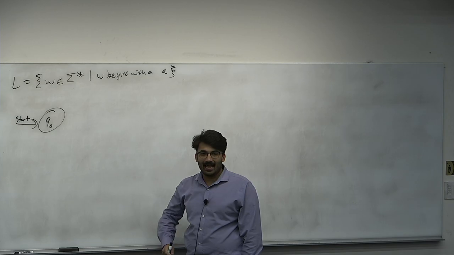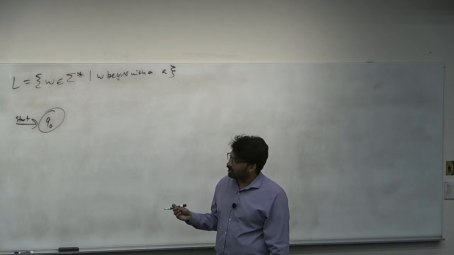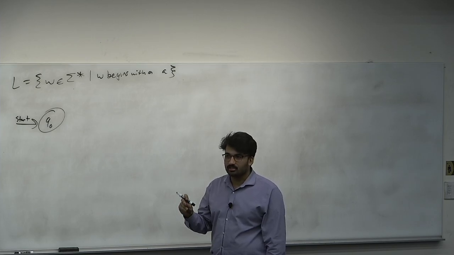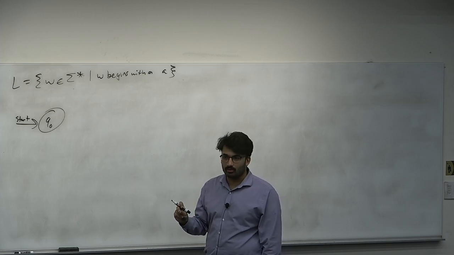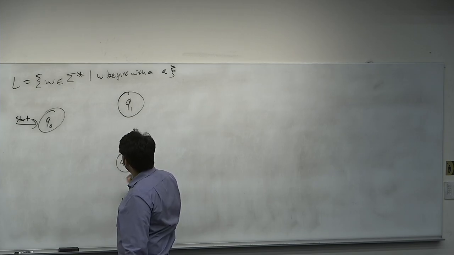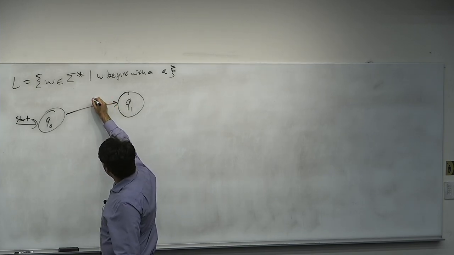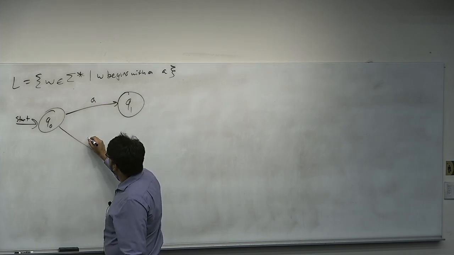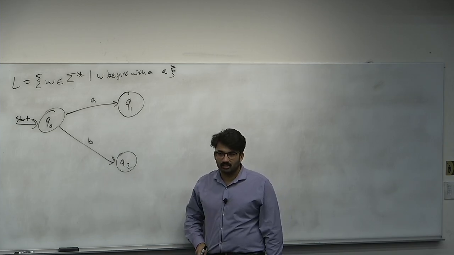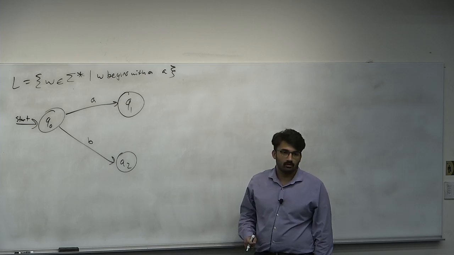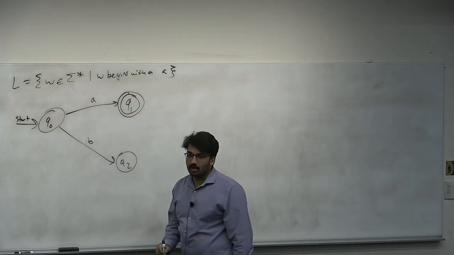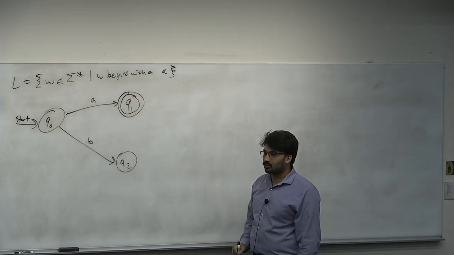Now, when we see an A, we apply delta, we're going to have what are called defined outgoing transitions. The way we'll represent this is using an arrow from one state to another. So I'm going to draw two other states, Q1 and Q2. If we see an A, we go to Q1. If we see a B, we go to Q2. Now, which one of these should be the accepting state? Q1. The way we'll denote this is with a double circle. The double circle means that's accepting. Not a double circle means that's not accepting.